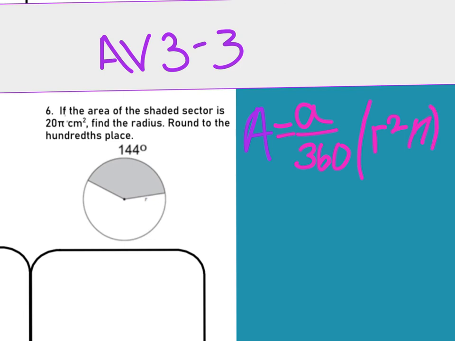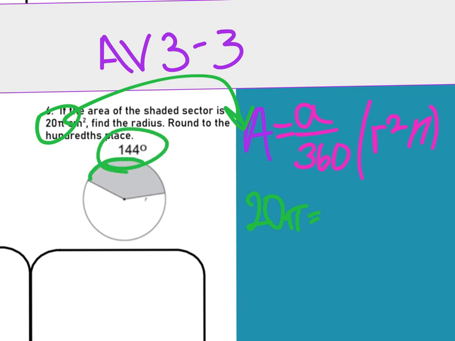I know that A is 20 pi. So I'm going to replace capital A with 20 pi. I know that little a is this 144. It's the number of degrees out of 360 that we care about. We don't want all 360, just a part of it. I don't know the radius, so I'm going to write radius squared pi.